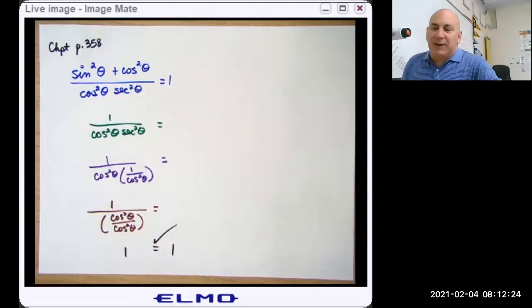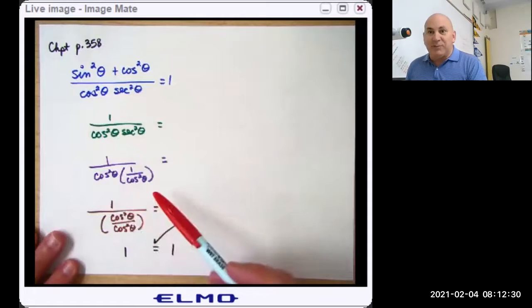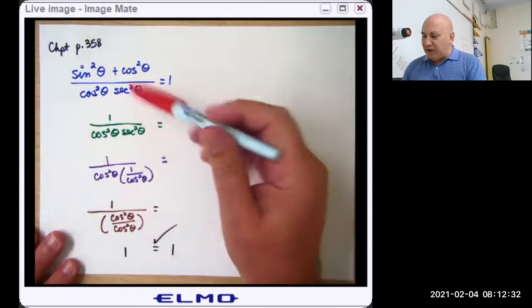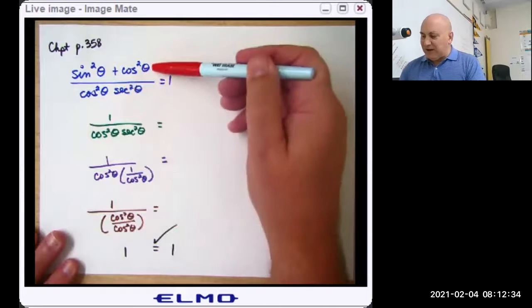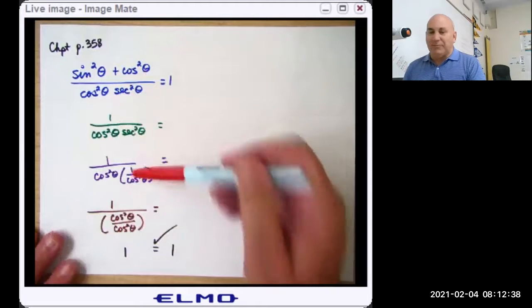So in these types of problems, we're combining our algebra knowledge, manipulating expressions, and our trig knowledge. We needed this fundamental identity to get here, and this fundamental identity to get here.